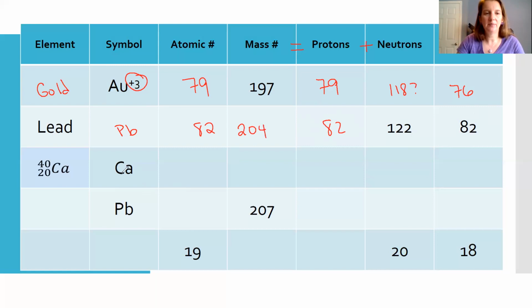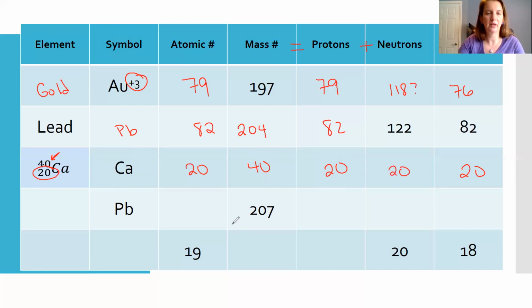Here we've got calcium, and we can see in the symbol here that our atomic number is 20, which means that our protons are 20. Because there's no charge on the element symbol, we know that our electrons are 20. This up here tells us that the mass number is 40, and then we can do mass number minus the protons to get our neutrons, and that's 20.